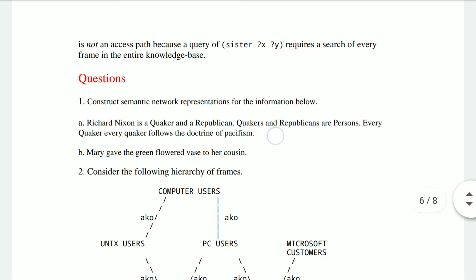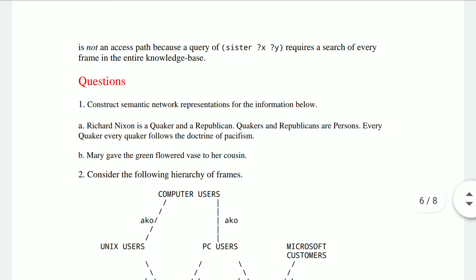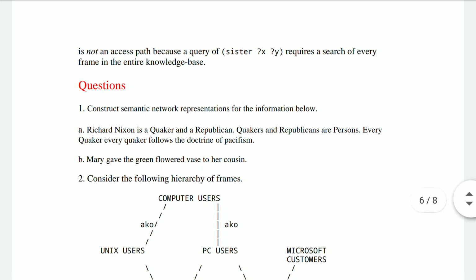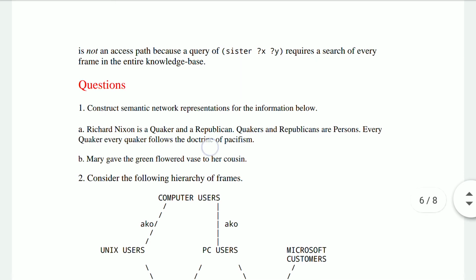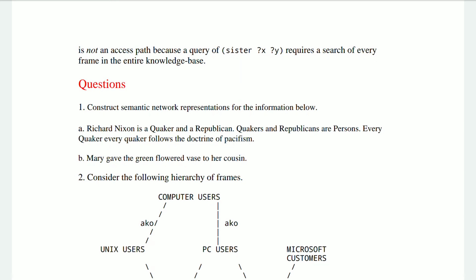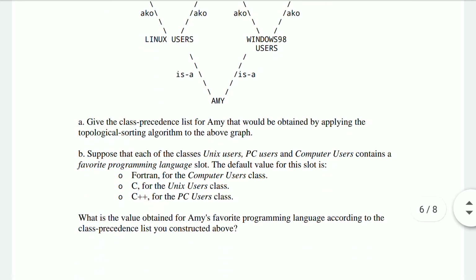Whereas Quaker and Republican are persons. That means this is a part. Quaker and Republican is a part, and every Quaker follows the doctrine of pacifism. This is not the case of instance or even set representation, right? So to make out a proper semantic net for this, remember, we are here not drawing the frames, we are making out the semantic net representation for this. So let us see how it is done.